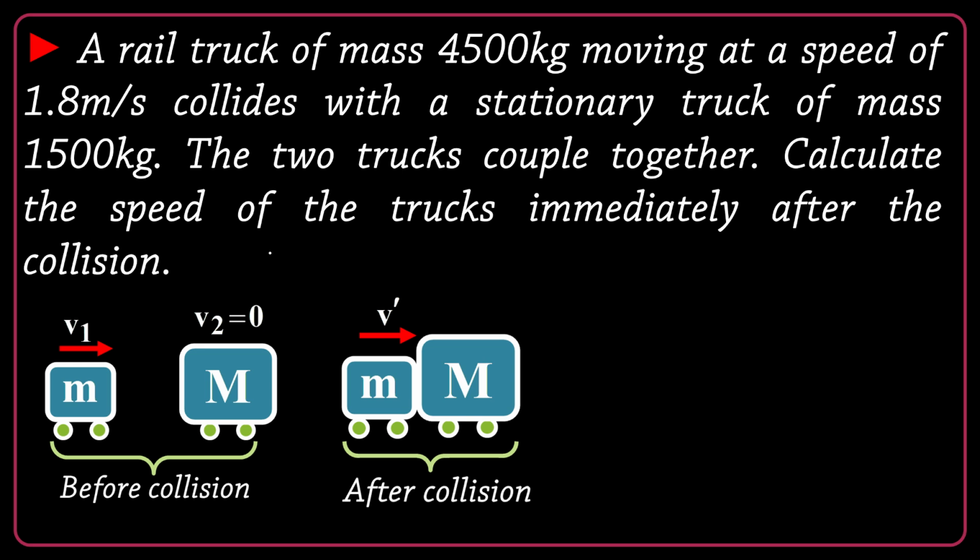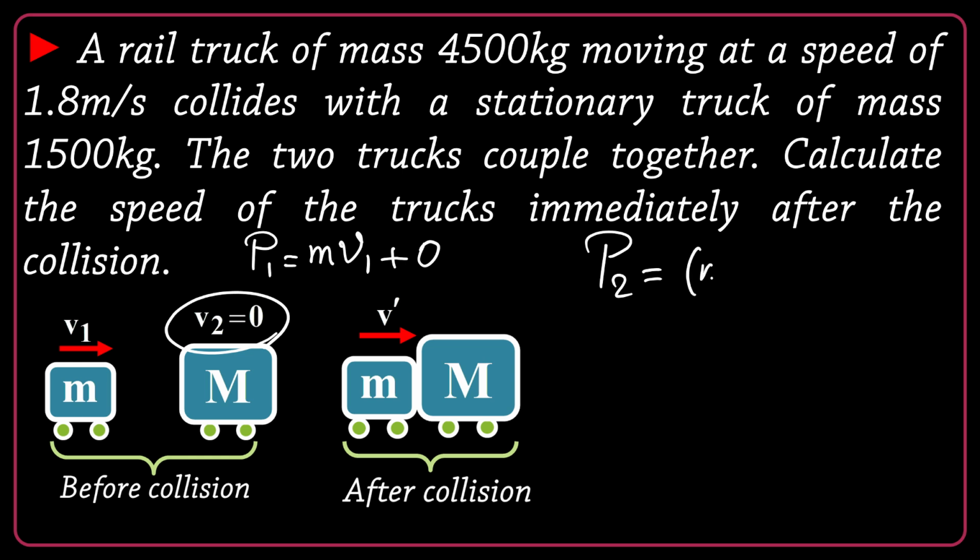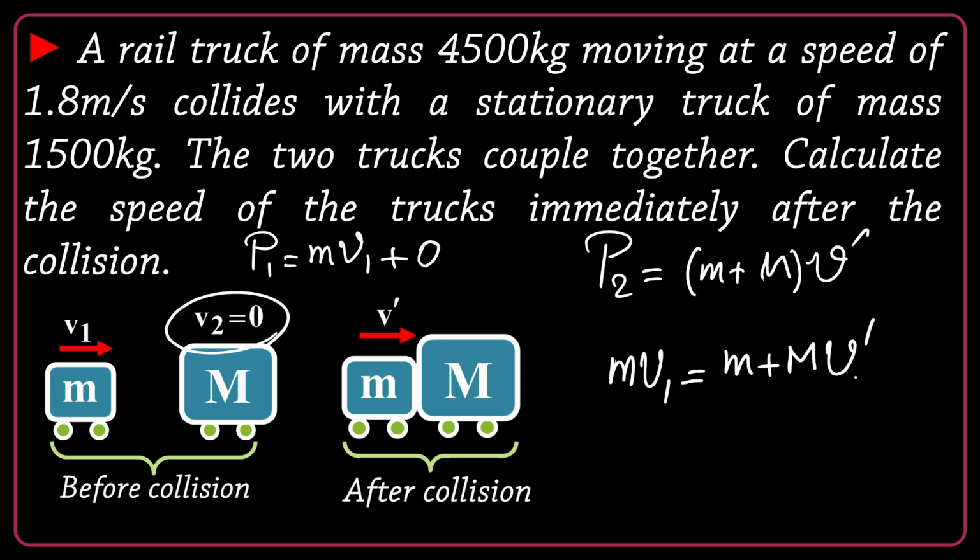Here I can use this equation. Why? Because I have a total momentum before of m times v1 plus 0, because the second is at rest. Total momentum after is p2, so it's m plus m times v prime. I put them equal due to the conservation of momentum. So m v1 is equal to m plus m times v prime. This is why I can say v prime is m divided by the total mass times v1.